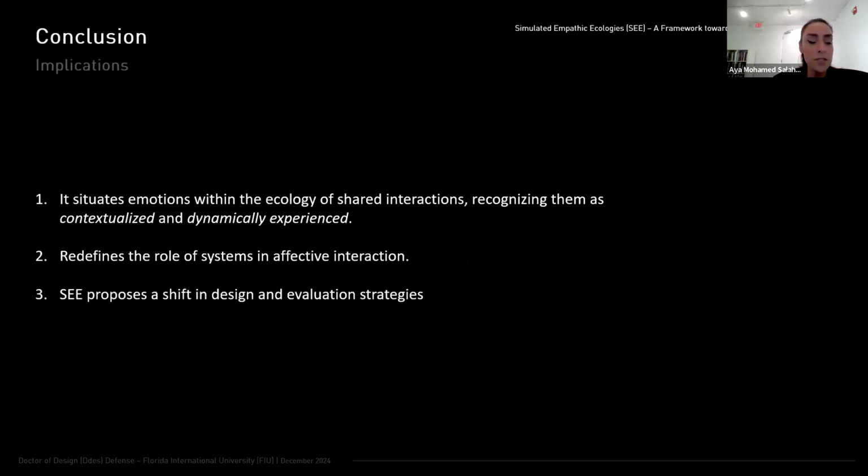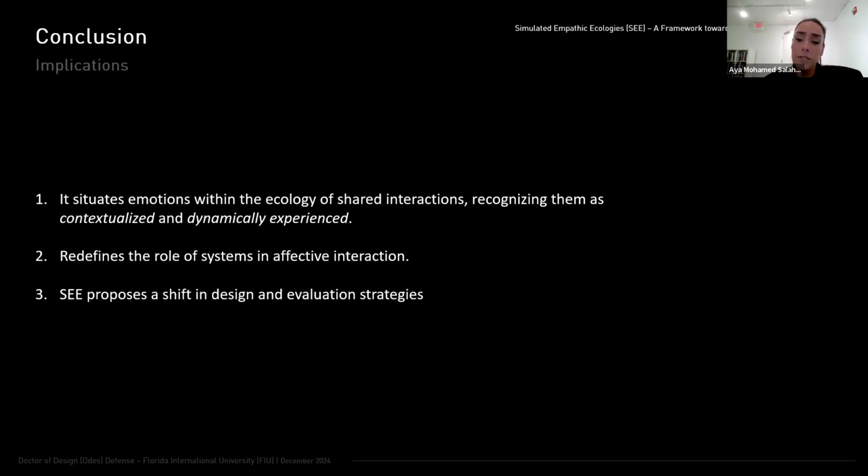Not going to go through the objectives again. So some of the implications that I see from imagining such spaces is that, first of all, it situates emotions within the ecology of shared interactions, recognizing them also as contextualized and dynamically experienced through spaces. It also redefines the role of systems in affective interaction.